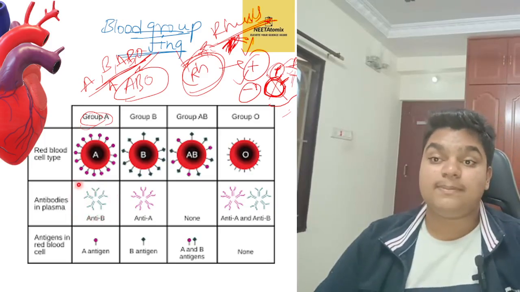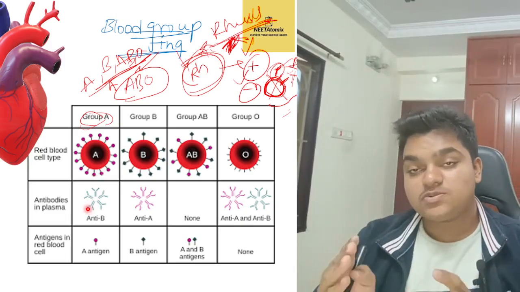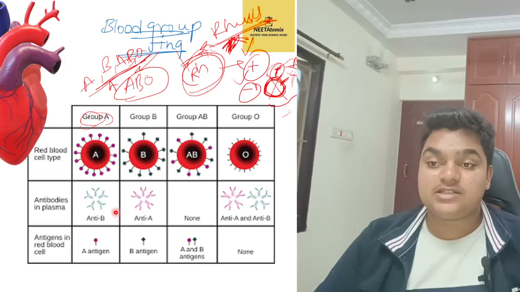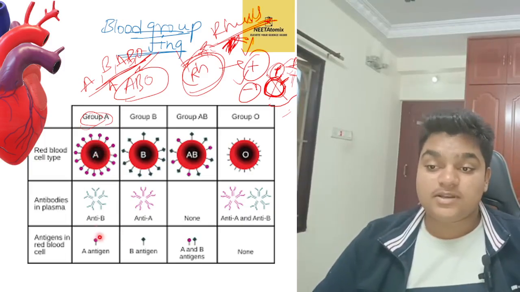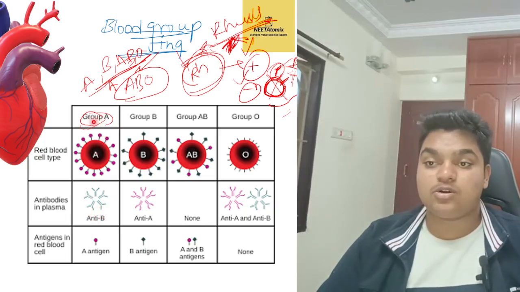Anti-B antibodies in the plasma. So that is what I told. We have opposite kinds of antibodies present in the plasma with respect to the antigens present on the surface of the RBC membrane. We have anti-B antibodies if your blood group is A.